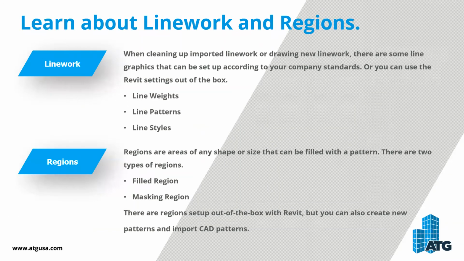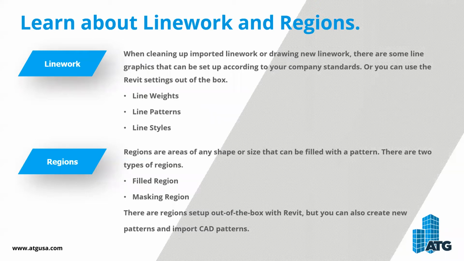So when cleaning up imported line work or drawing new line work, I typically use line work that's out of the box. Now your company may have your standard line names, 0, 1, 2, 3, 4, 5, but I personally just use the thin, medium, wide that comes with Revit for detail components specifically, because to me there's not really much use of making it more complicated than it needs to be. Thin lines, medium lines, wide lines, usually sufficient for your detailing.